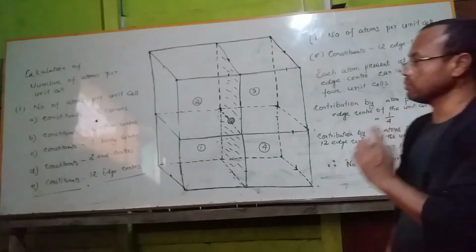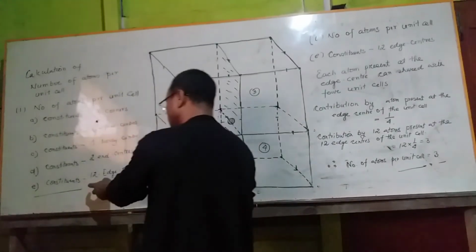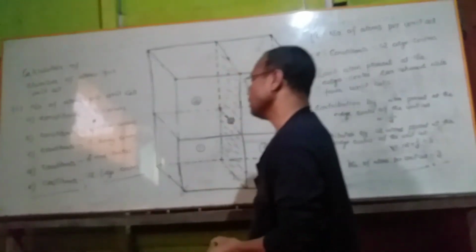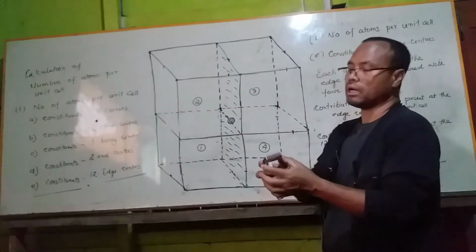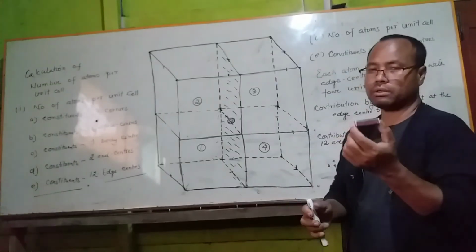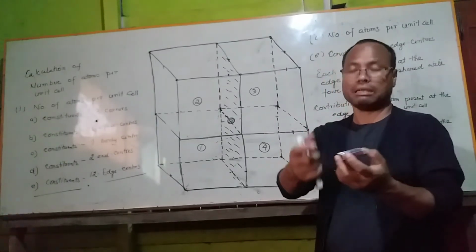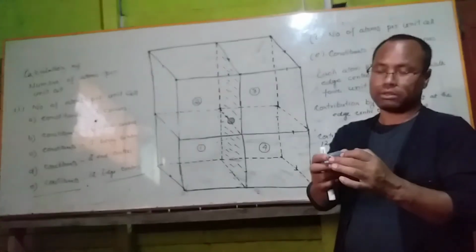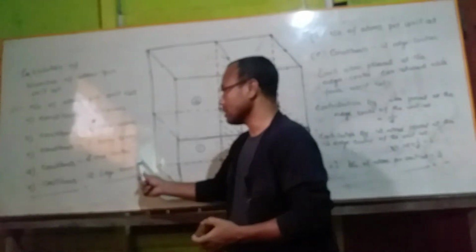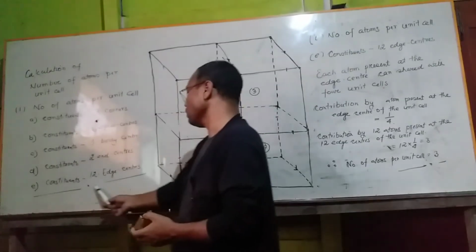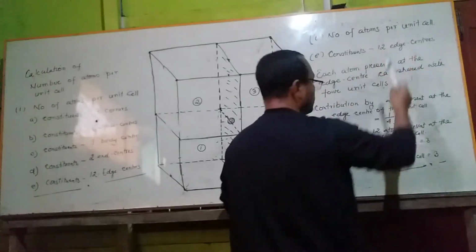Okay, the last one is the number of atoms per unit cell where the constituents are present at the A center. So already we know how many A's. In our unit cell, suppose this is the unit cell, how many A's? I already showed you there are 12 A's. The center of the A's we call A center. There are 12 A centers. When the constituents are present at all A centers, how do we calculate the number of atoms per unit cell?